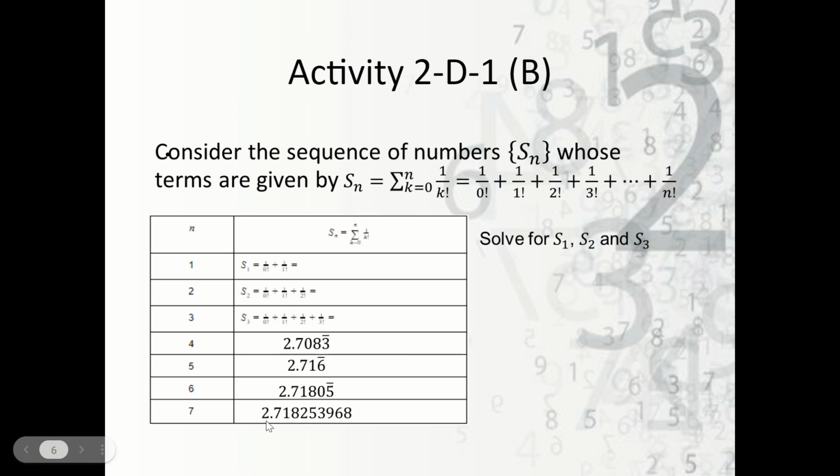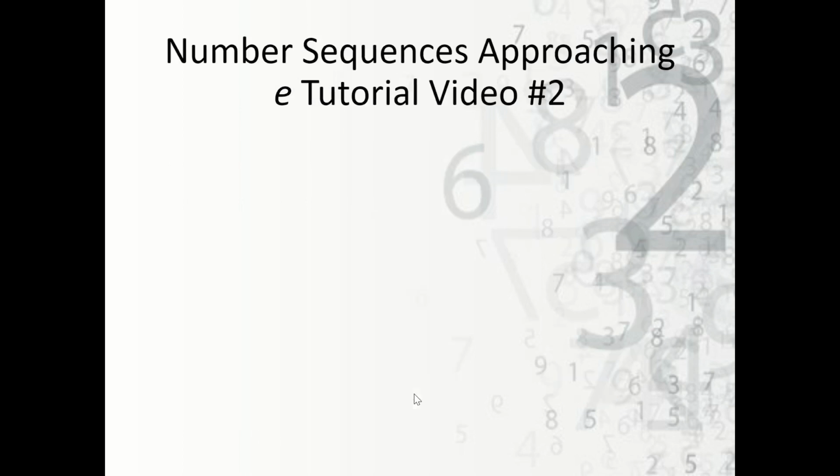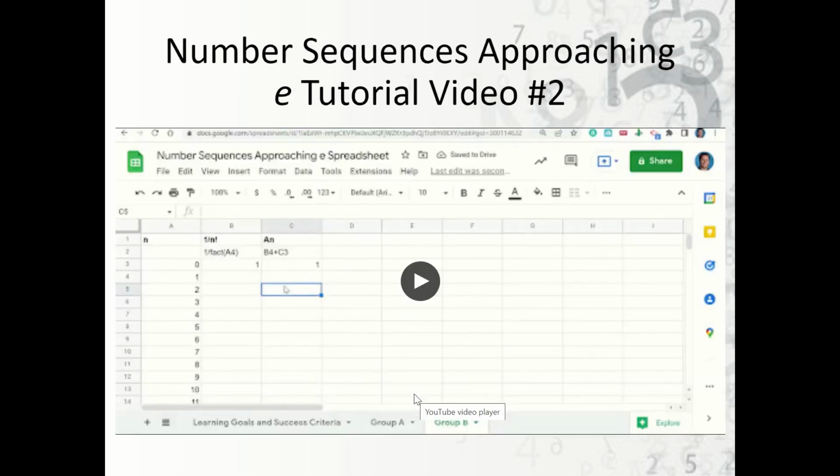And we should notice that we're approaching some number around 2.71, and as you continue this on, the numbers are going to continue to get closer and closer to that value. And it's very similar to the number that we were just looking at on part A. So what do we notice? Again, the values are approaching some number. The change is getting smaller and smaller each time. So that means we're getting closer and closer to some number. Here's a video as well that shows you how to enter these values into a spreadsheet so that you can check and see what number this sequence is approaching.